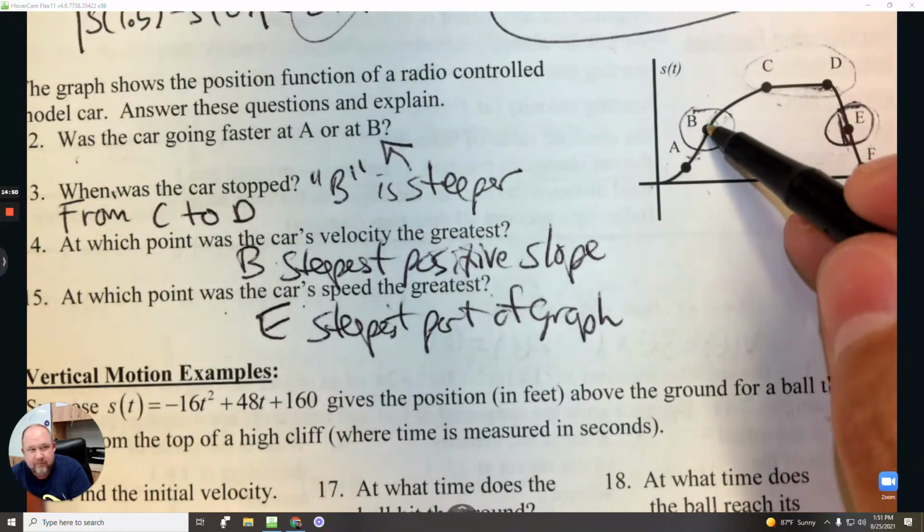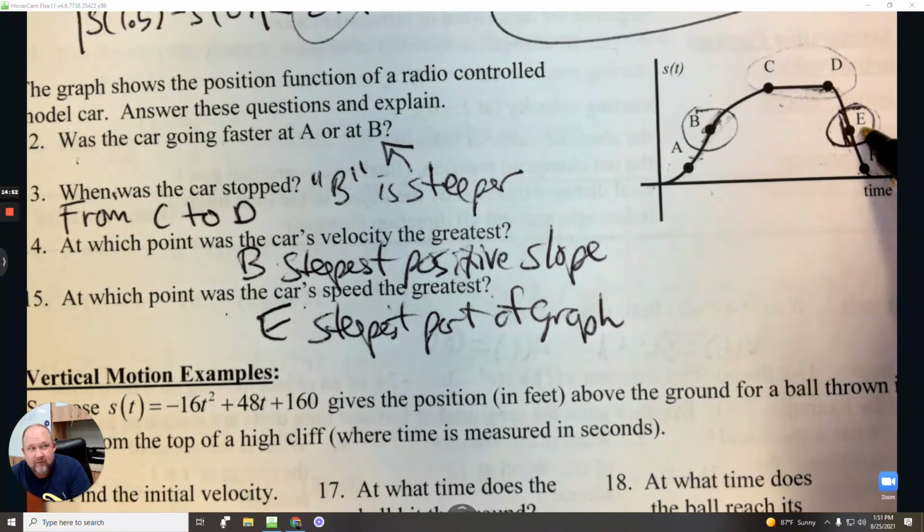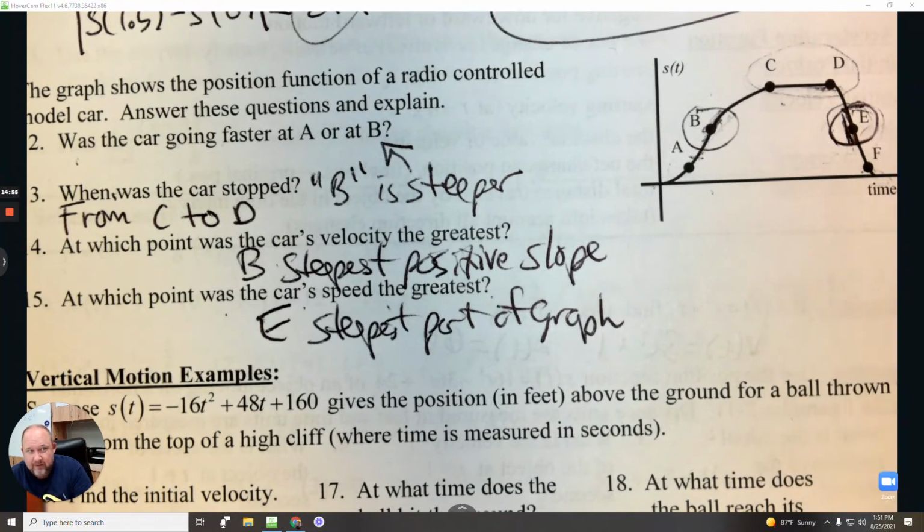B is the steepest positive slope. Here, this is even steeper if we change it to a positive number.